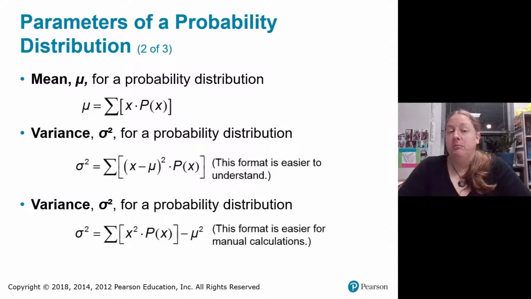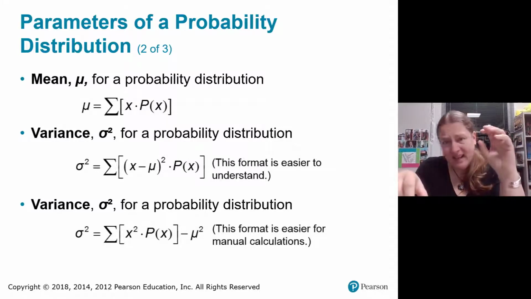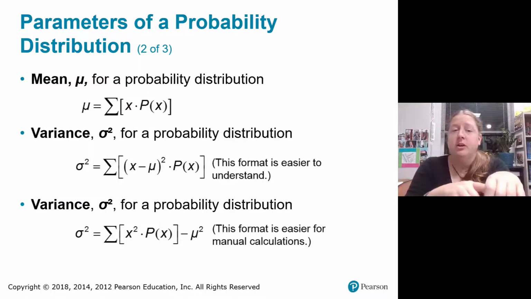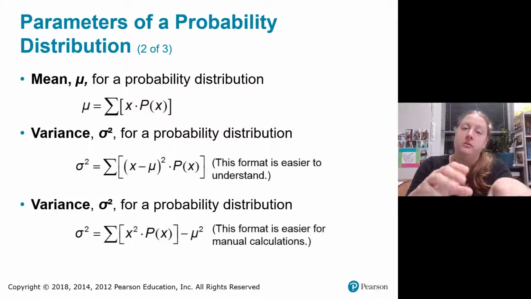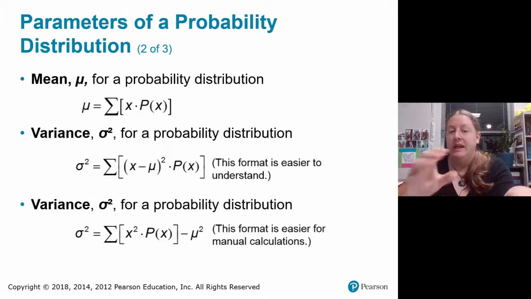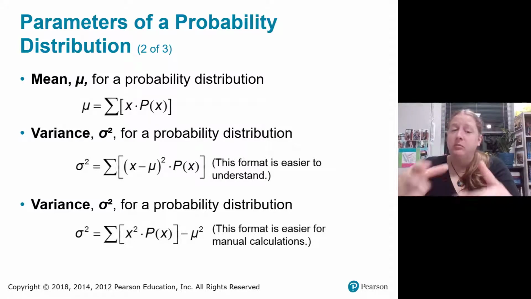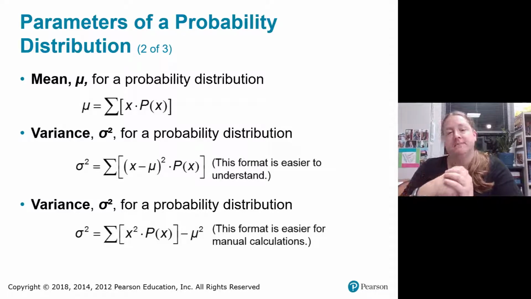The variance for a probability distribution is going to be found by taking each of the values that a random variable can take on, subtracting the mean from that, so we're finding the distance between the value of our random variable and the mean, and we're going to square that so negative stuff doesn't mess with us, and then we'll multiply it times the probability that's associated with it. We'll do that for each of the values that our random variable can take on, and we'll add them all up, and that gives us our variance.